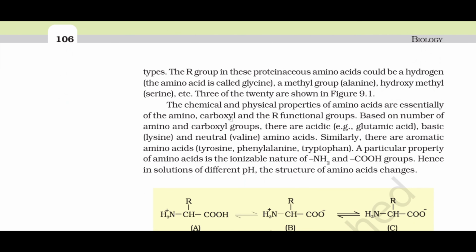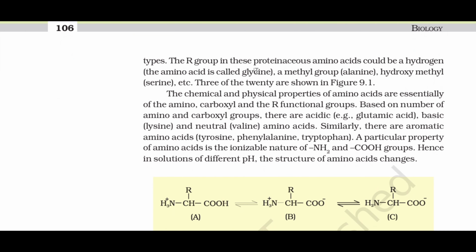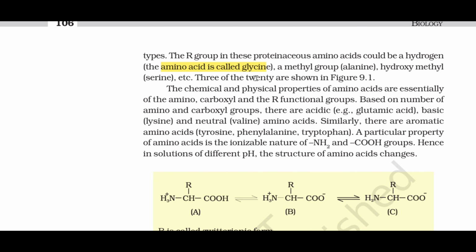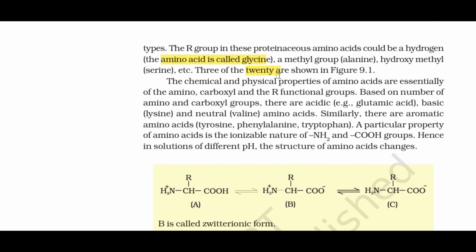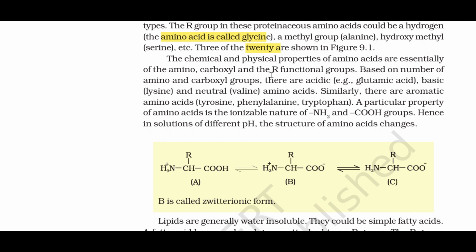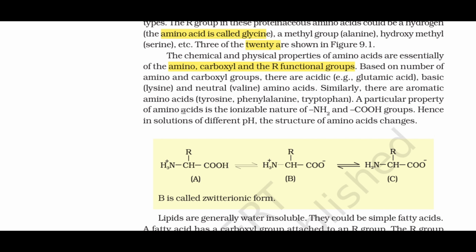The R group in these proteinaceous amino acids could be a hydrogen. The amino acid is called glycine, a methyl group, alanine, hydroxymethyl, serine, etc. 3 of the 20 are shown in figure 9.1. The chemical and physical properties of amino acids are essentially of the amino, carboxyl, and the R functional groups. Based on number of amino and carboxyl groups, there are acidic, example glutamic acid, basic, lysine, and neutral, valine, amino acids. Similarly, there are aromatic amino acids, tyrosine, phenylalanine, tryptophan.